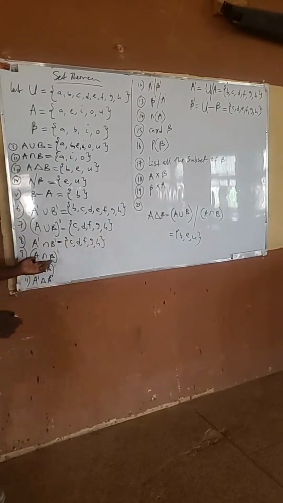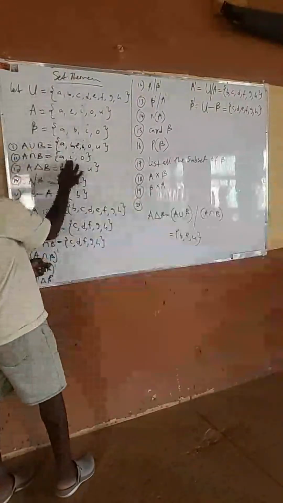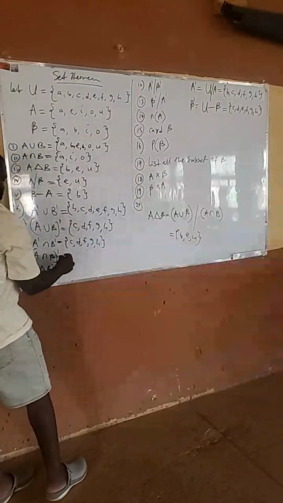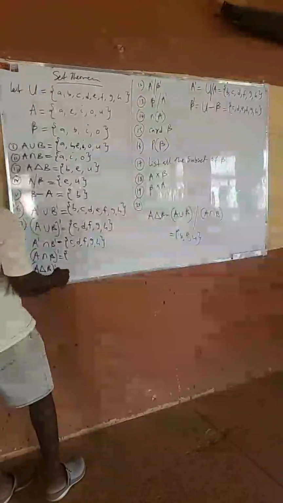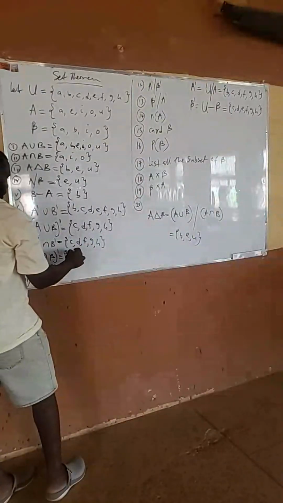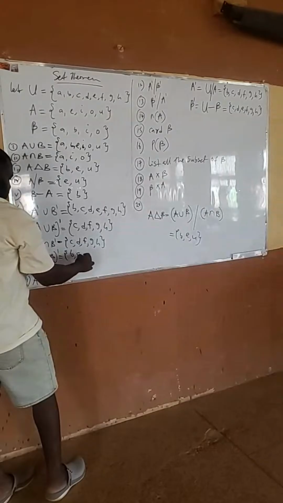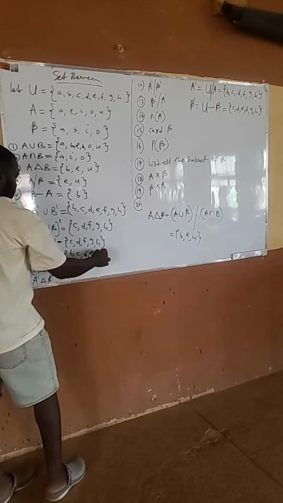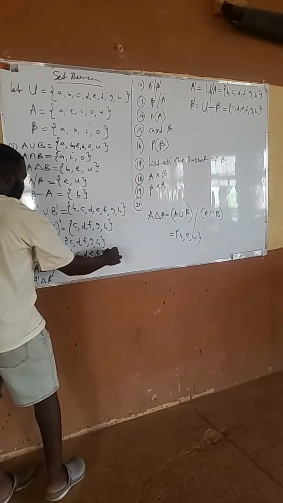Okay? So now, who can tell me what this one is? A intersection B complement outside. Who can tell me the meaning? What is in the universal set that is not in the intersection? So tell me that. Let's go. B, C, D, E, F, G, H.